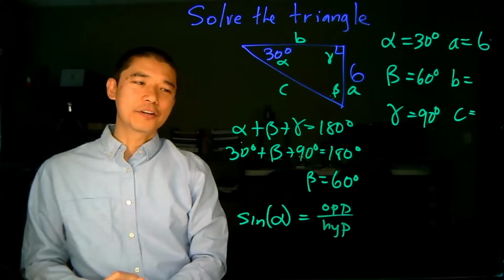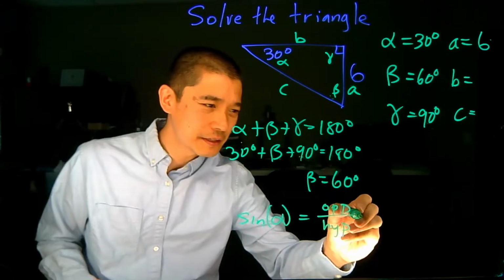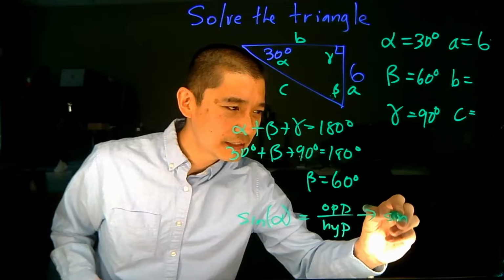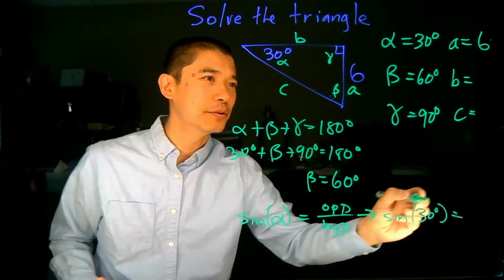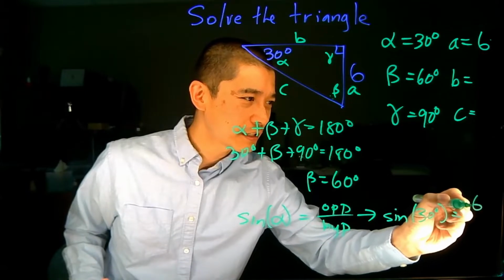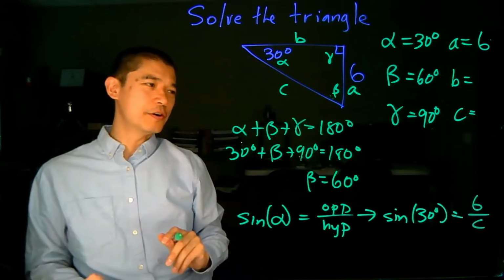Since it's the sine function, we can take this formula right here and plug things in. So sine of 30 degrees is equal to opposite, which is 6, over the hypotenuse, which we don't know, that's c.